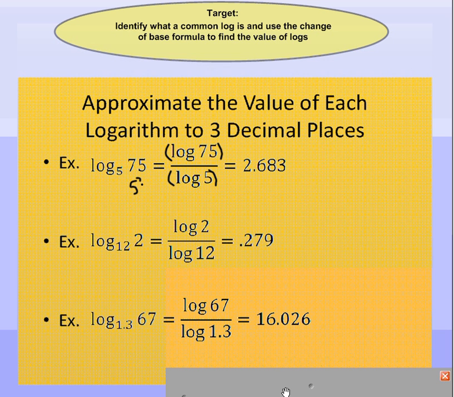Same for our last one, log base 1.3 of 67. We take the common log of 67 divided by the common log of 1.3. And again, I would suggest that in doing these with your calculators, you put those in parentheses.